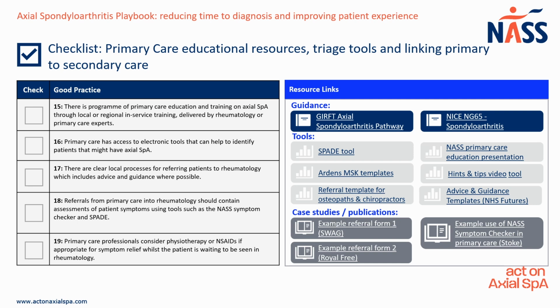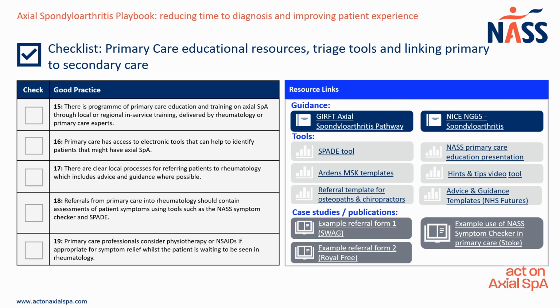Here we have a checklist for primary care, as well as some educational resources and triage tools. On the left is the checklist, covering the following suggestions for primary care. To ensure that there is a programme of primary care education and training on Axial SpA through local or regional in-service training delivered by rheumatology or primary care experts.